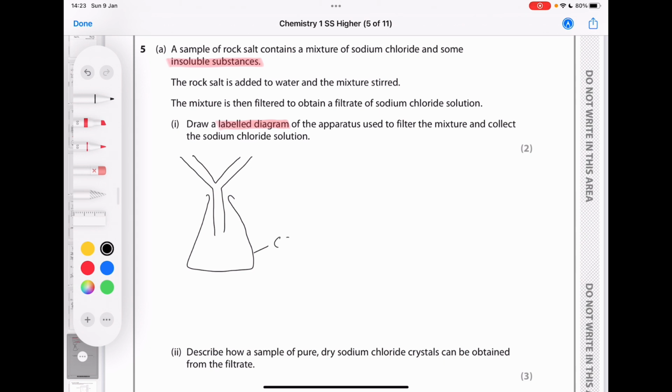So this thing should be a conical flask. This is a funnel, and this is a piece of filter paper. Several people lost marks for drawing the funnel incorrectly. The marks were for a correct diagram, and if your diagram had the funnel closed off at either end, you did not get the mark for the diagram.